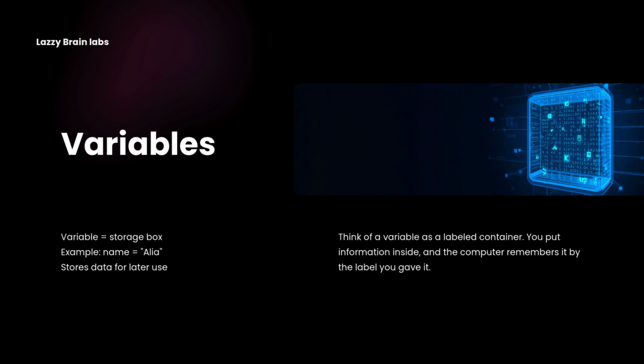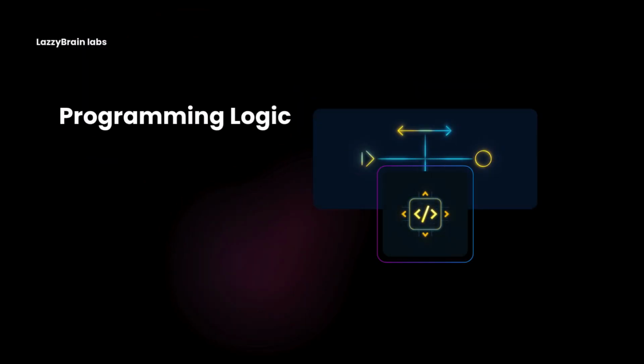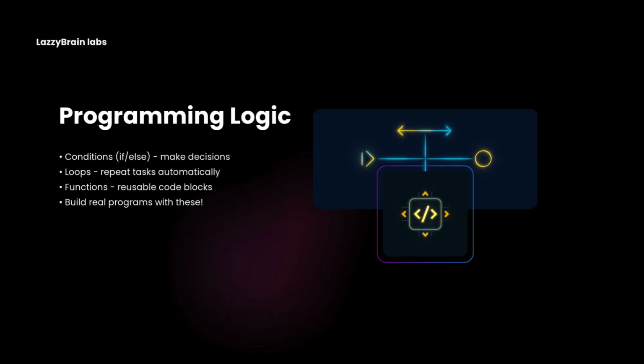Now let's talk about logic in programming. Programs use conditions and loops. A condition means, if something is true, do this. For example, if marks are greater than 40, you pass. A loop means repeating something again and again automatically. Instead of writing the same thing many times, the computer can repeat it for you.